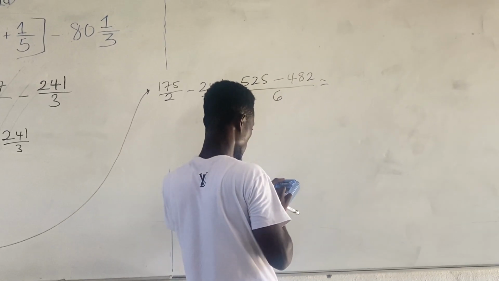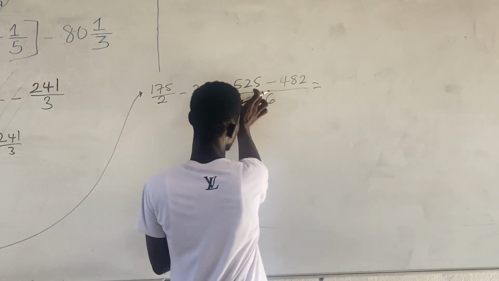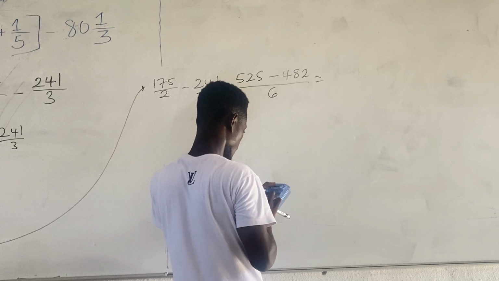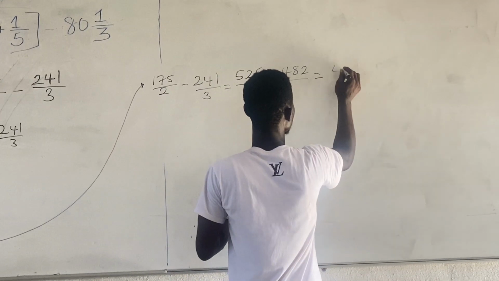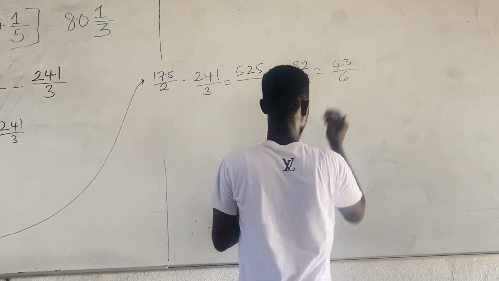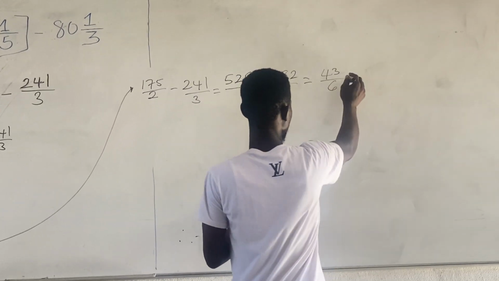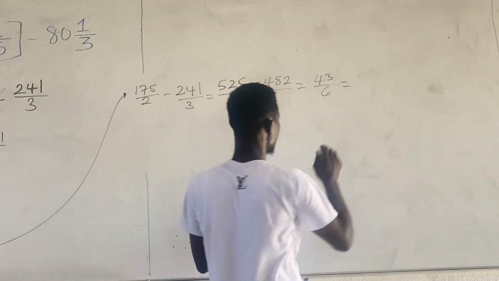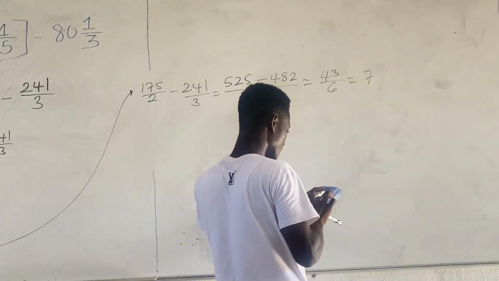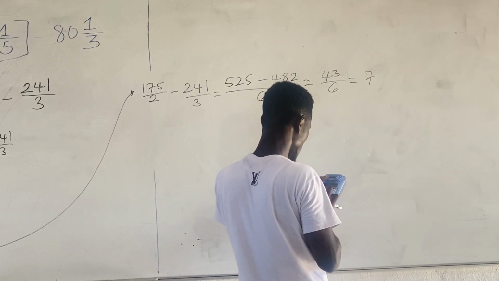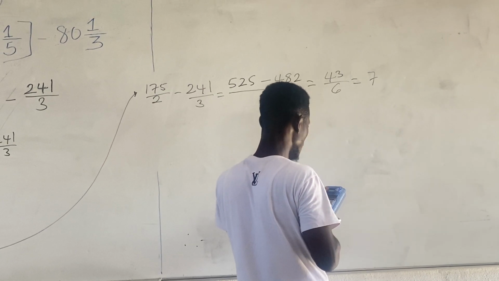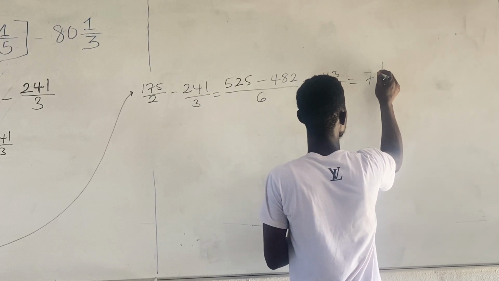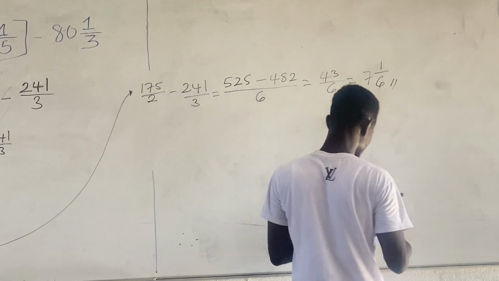We now have 482 being subtracted from 525, so you'll be left with 43 all over 6. You can reduce it further by expressing it as a mixed fraction. So you say 43 divided by 6. Your whole number there is 7. 7 times 6 should be 42. If you take 42 from 43, you'll be left with 1. That will be the new numerator, so it'll be 1 all over the same denominator. So this is the answer.